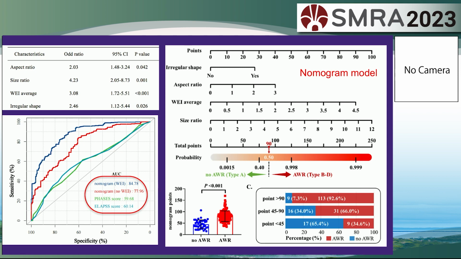Overall, this nomogram model achieved about 85% area under the curve. If we remove the wall enhancement, it reduced to 77, which is still much higher than the PHASES or ELAPSS score, which is around 60.